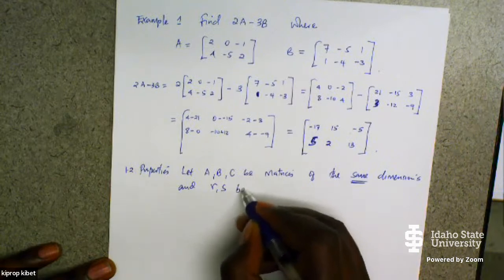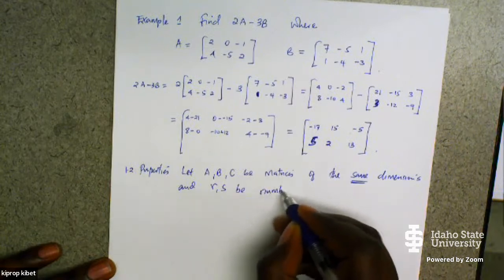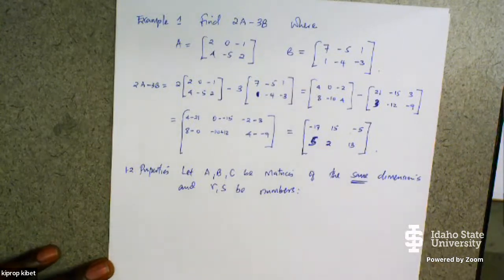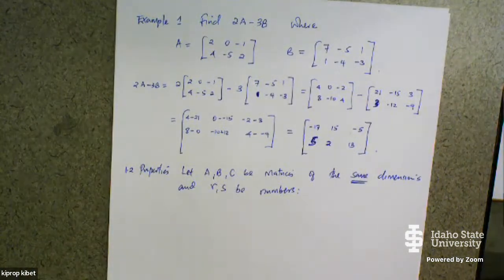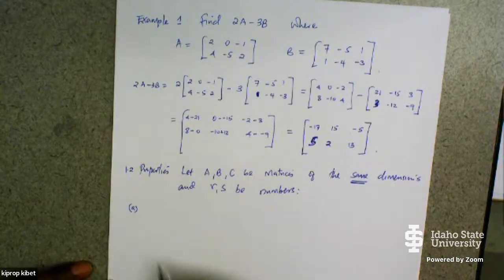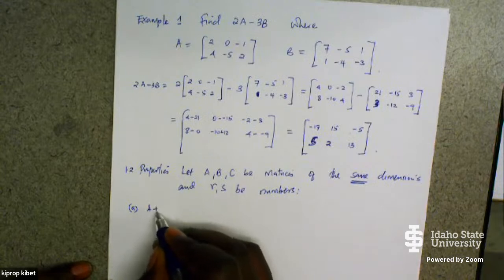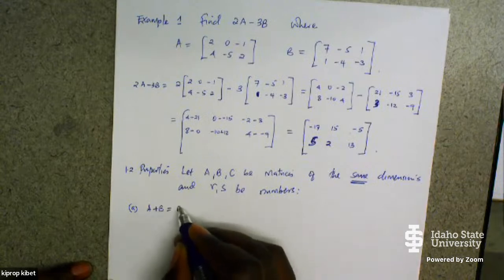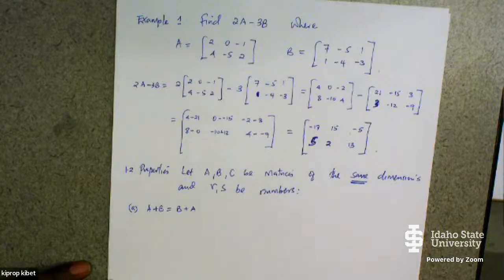Let R and S be numbers. So just the way we were adding the vectors, it is similar for matrices. The first one is number A, commutativity. We have two matrices, A plus B. It is the same as B plus what? A. So that is commutative.